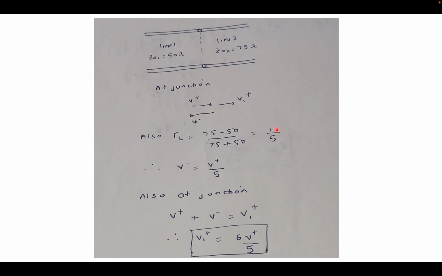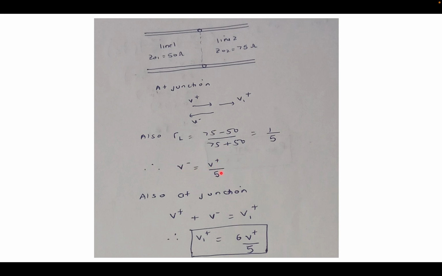And you know the voltages. I have some voltage going V plus in the forward direction on this first transmission line, the reflected voltage is V minus, and the transmitted voltage is V1 plus. This is just a simple model I have taken. Now, since tau L is 1 by 5, my V minus will be V plus by 5, right? This is simple math where I can calculate V minus, which will be V plus by 5.